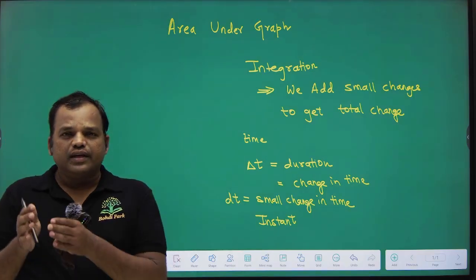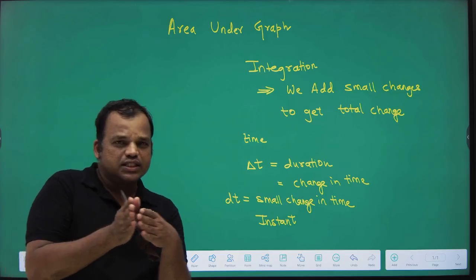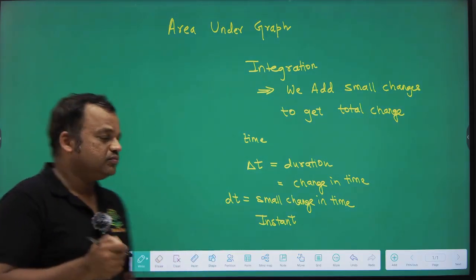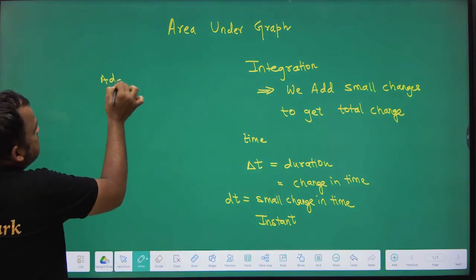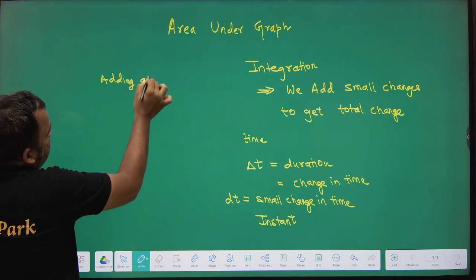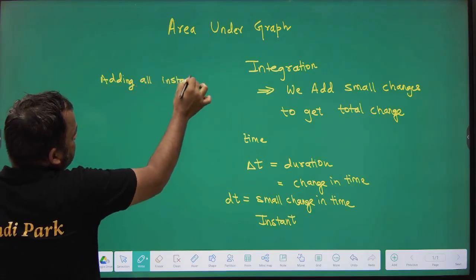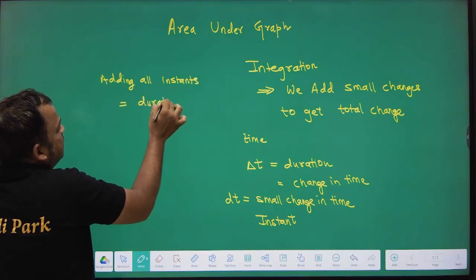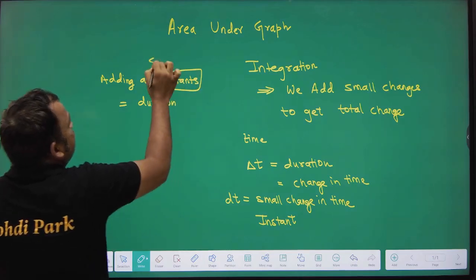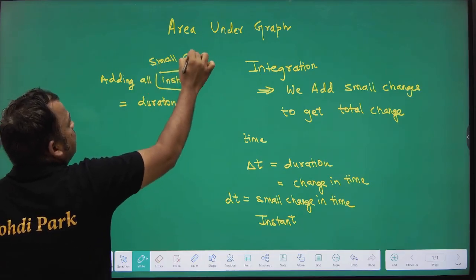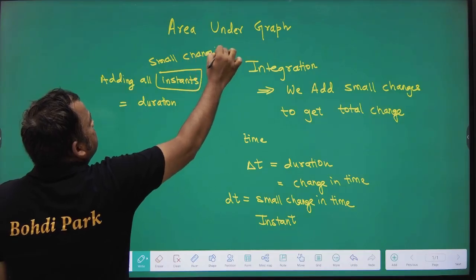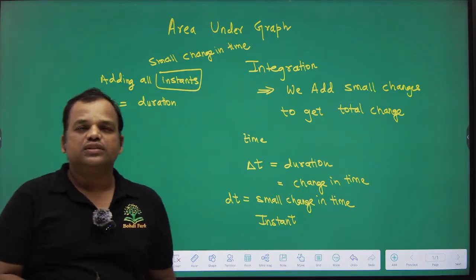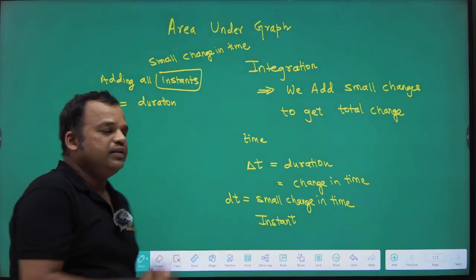When we add all the instants, we get the total change in time, that is duration. Adding all instants becomes the duration of time. Instant means small change in time.